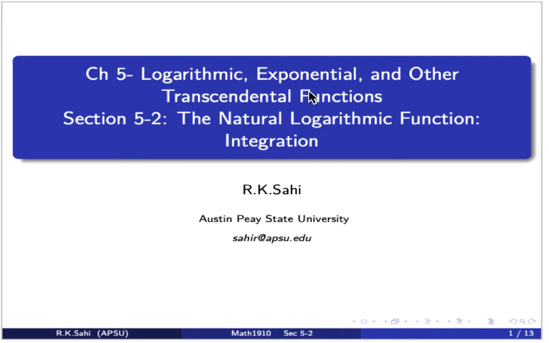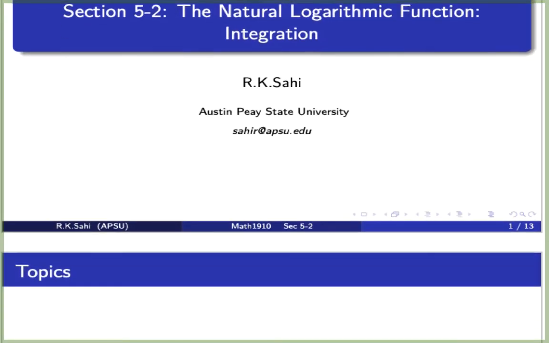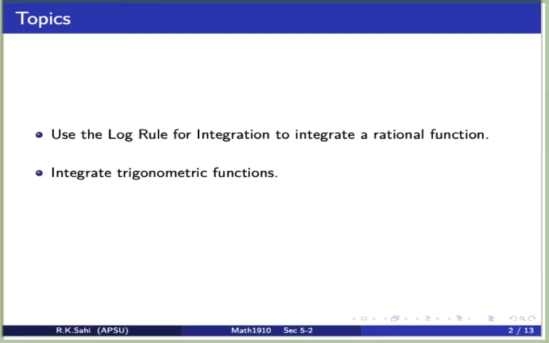Hello everyone. We are going to be looking today at natural logarithmic functions, and we will be focusing on integrals. The topics we will be covering are using the log rule for integration to integrate a rational function and also to integrate some trigonometric functions.